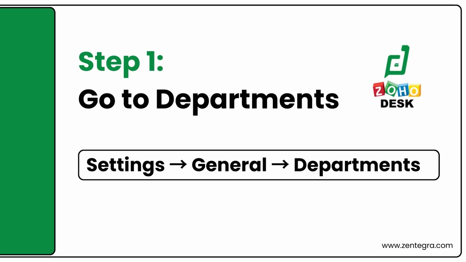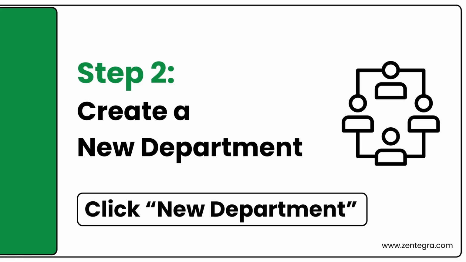To get started, go to Settings, then General, and select Departments. Zoho Desk creates a default department automatically, and you can build more based on your needs. Click on New Department and enter key details like the department name, logo, display name for your help center, and the agents you want to assign.